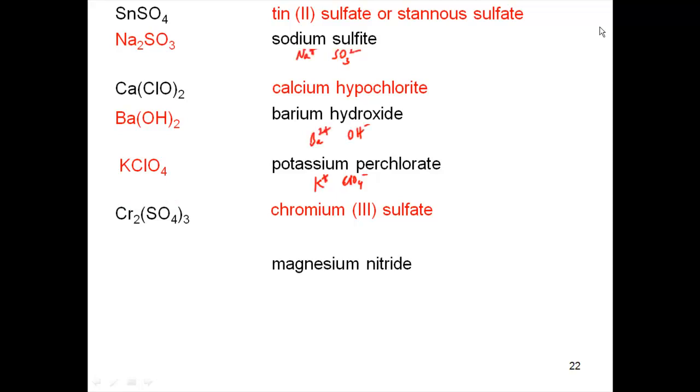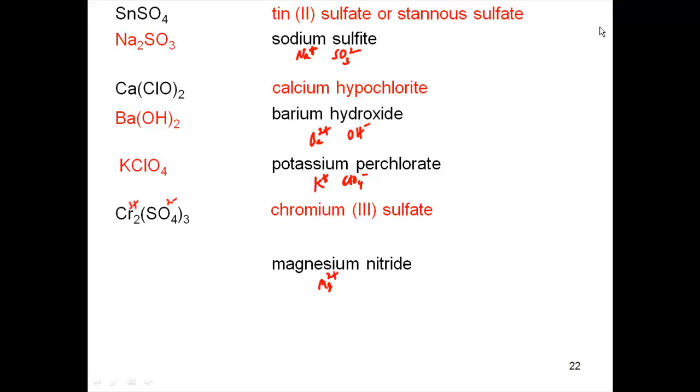Magnesium nitride. Okay, so you got to remember what magnesium is. Well, that's always going to be a +2. And then what is nitride? Now, all we've been doing is polyatomic ions, so your tendency might be here to start throwing in an NO3- for the nitrates and nitrites.